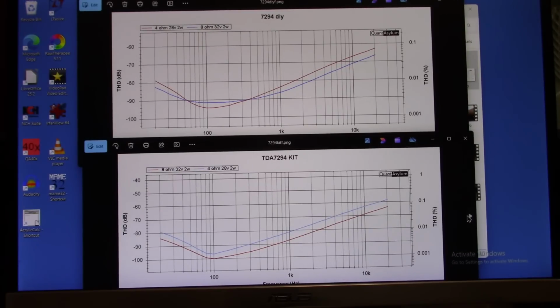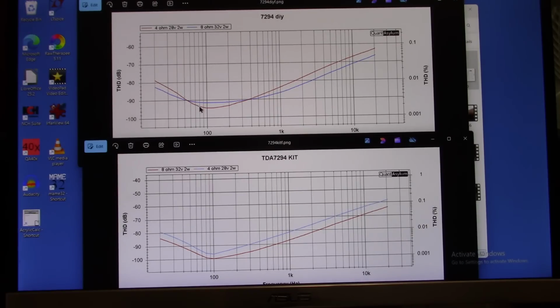Okay, so now we're looking at frequency versus distortion. And I made a boo-boo on this one. I apologize. On the bottom graph, I like to normally use red for 4 ohms, but somehow I got them reversed. I use red at the 8 ohms, so just keep that in mind on this one. But anyhow, on the DIY board, kind of interesting results.